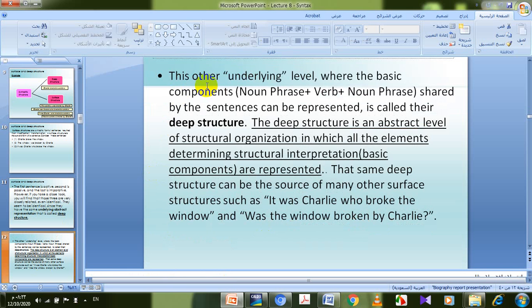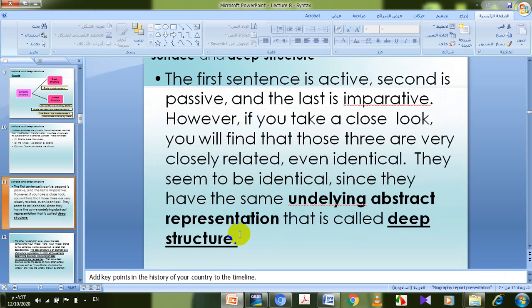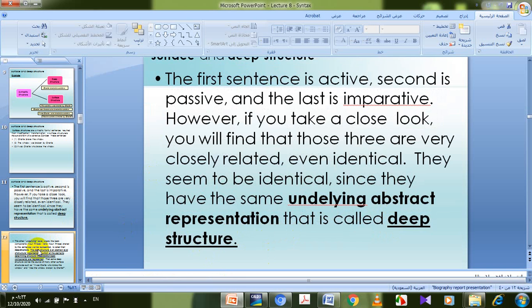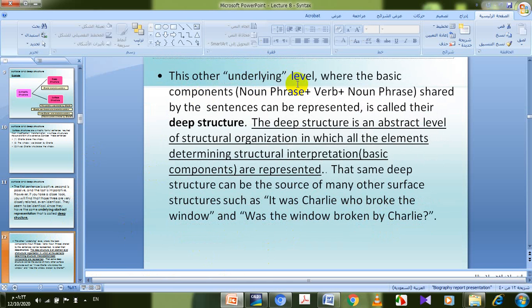Good. The other underlying level, which is the underlying abstract representation, or the deep structure, is the hidden level where the basic components, noun phrase plus verb plus noun phrase, shared by the sentences can be represented. It is called their deep structure.